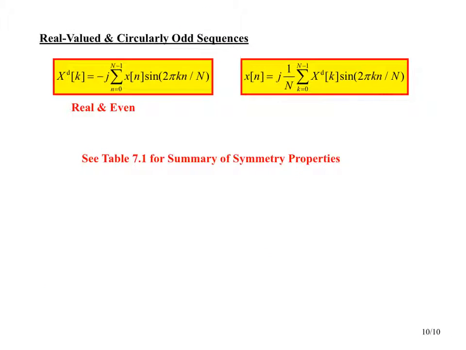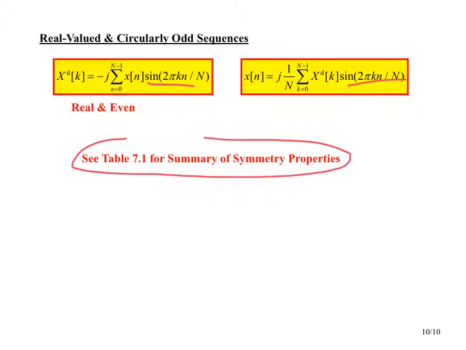Okay, last, we'll just finish off with the dual of that, real valued and circularly odd. We won't go through all the development of it, but we can see that now we get results that use sines instead of cosines. So the results for real and circularly even gave us cosine functions, and circularly odd gives us sine. And if you look in the textbook, table 7.1 has a bunch of symmetry properties, and I'm not going to go through all of those.